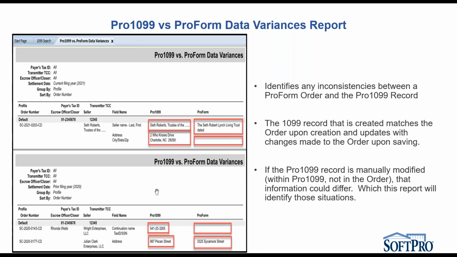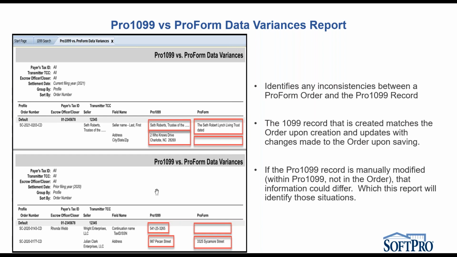However, there are certain organizations and customers out there that have a third party with access only to Pro 1099, or they have someone maybe in accounting or in the administrative staff that does the 1099s, and they only work out of 1099 and don't go into the Proform order. For those of you who have that happen, I highly recommend this report, because it's a really good one. It's kind of new to us, but it is the Pro 1099 versus Proform data variances report.